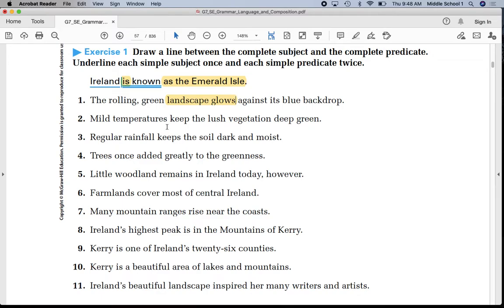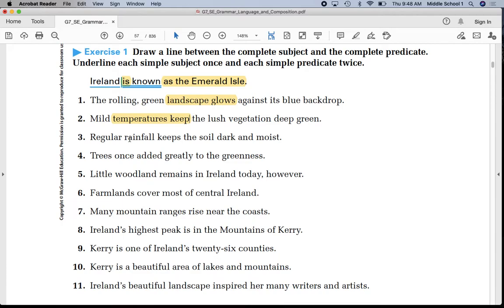Mild temperatures keep the lush vegetation green. What's the sentence talking about? It's talking about temperatures. What do temperatures do? Keep. I'm putting one line under temperatures, two lines under keep, and I put a line in between. Notice the pattern. Simple subject, simple predicate. A line in between the two which separates the complete subject from the complete predicate.